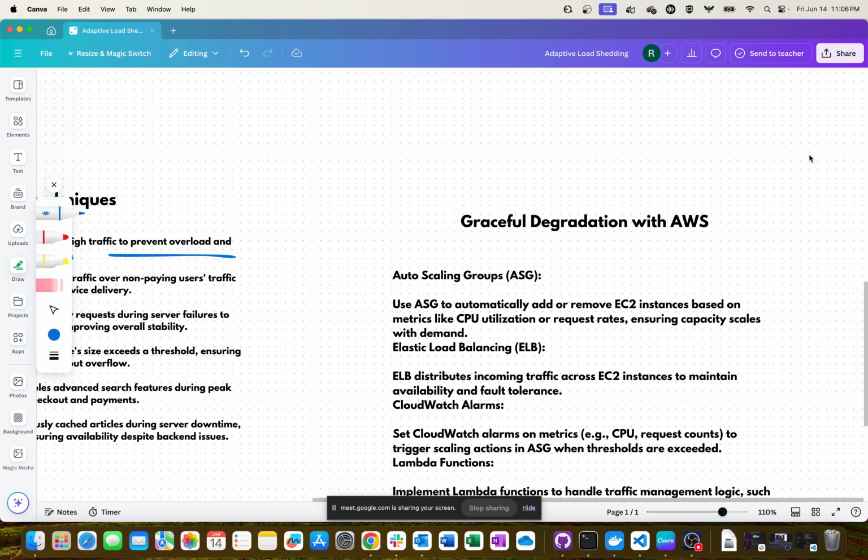There is an auto scaling group. It can add or remove EC2 instances based on metrics like CPU utilization, which is part of the graceful degradation strategies. And then we have load balancing. ELB will distribute incoming traffic. We have something like CloudWatch alarms, which are going to trigger this and set the metrics.